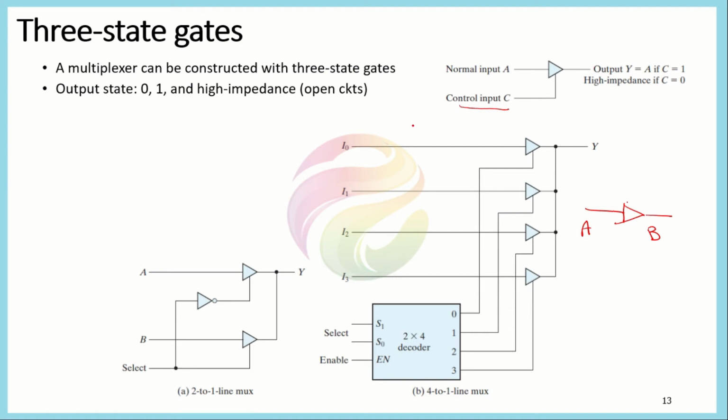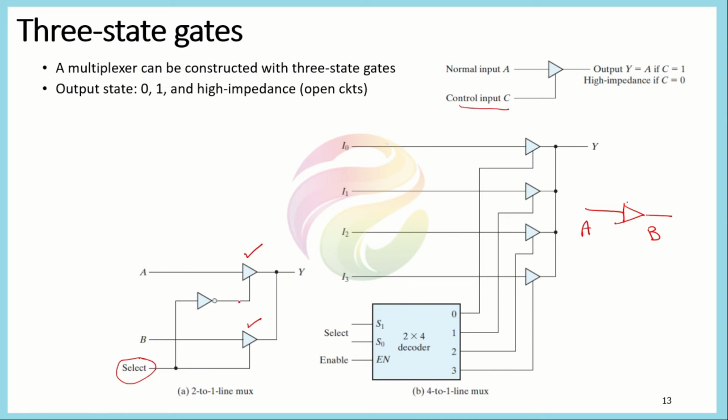So by using this concept, we can represent different functions that we have studied so far in the form of three-state gates. First, we represent the simple 2 to 1 line multiplexer that we discussed in the last lecture in the form of three-state gates. We have used two three-state gates here, with two inputs A and B. The control line of both gates is connected to a single line, which is the select line.